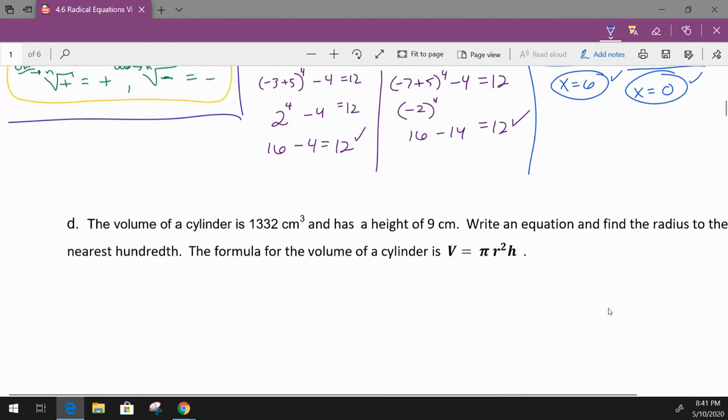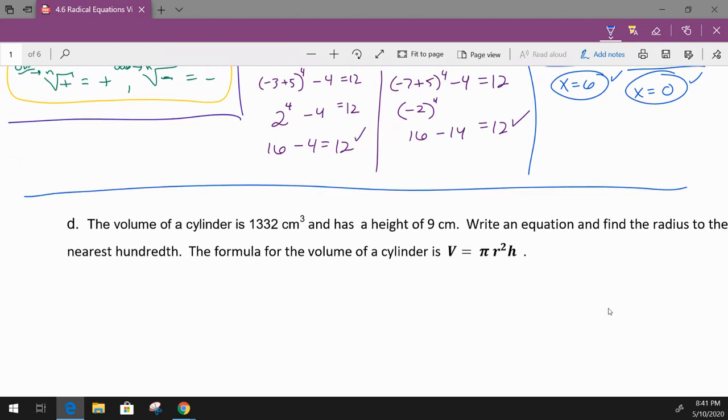The next type of problem that we have is a little bit of a story problem. You are given the equation that you're working with, and you're given a couple pieces of information about it. They're telling you the volume of the cylinder is 1,332 centimeters cubed, and it has a height of 9 centimeters. It wants you to write an equation and find the radius to the nearest hundredth.